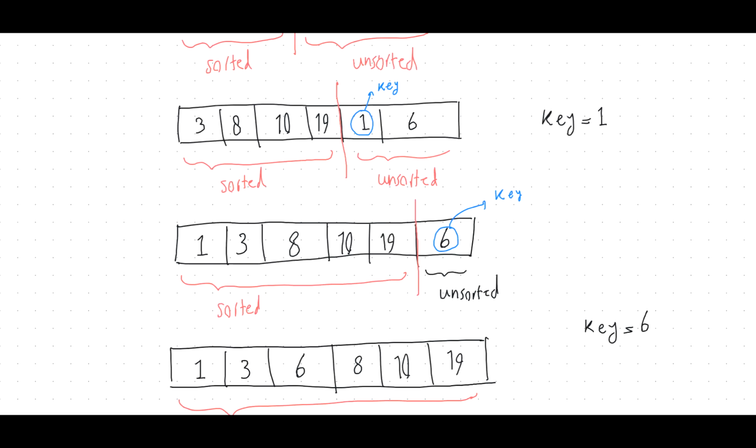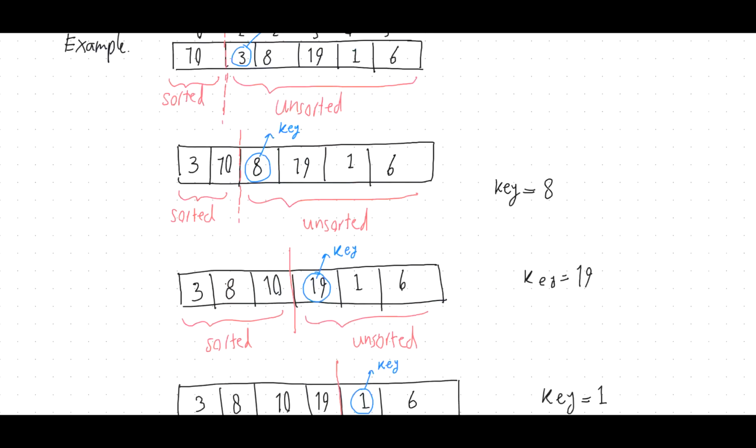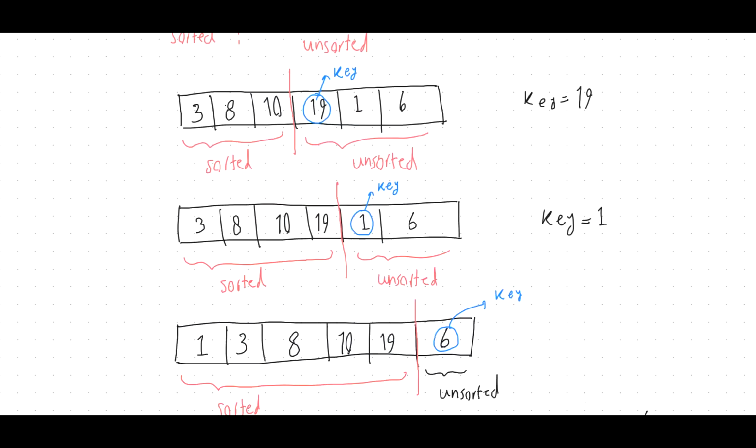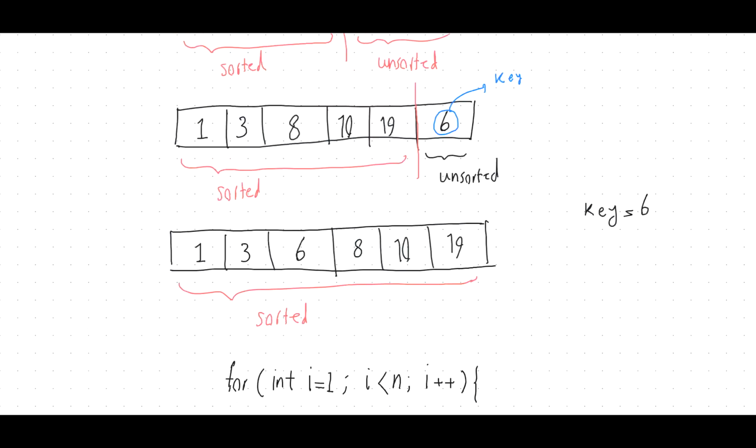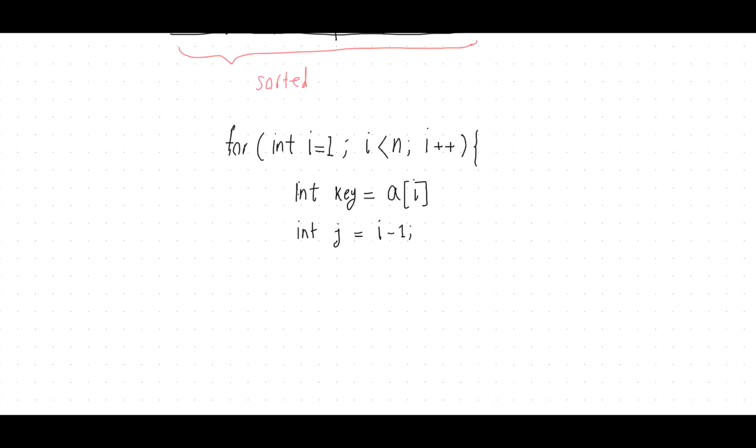Or we do that, like for example here, we compare 8 with 10, and 10 is greater, so we move 10 to the right. But then when we compare the key with the element before that, the key is greater than that, so we insert the key right there. So this process of comparing with the previous elements stops in two cases. I'm going to implement that as a while loop.